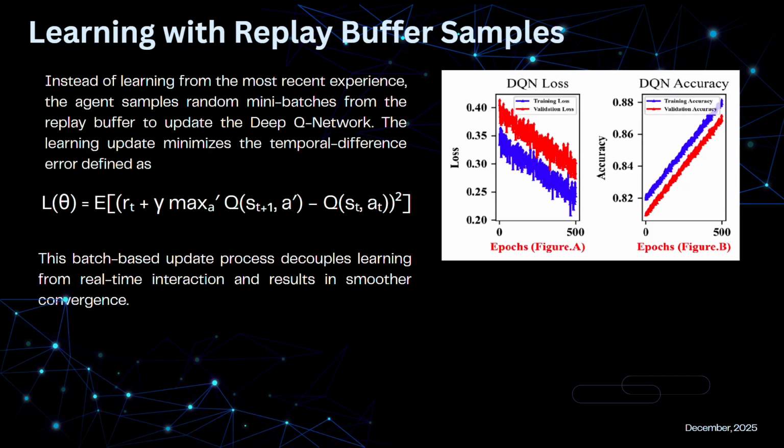Moving on, we can learn with replay buffer samples. Instead of learning from the most recent experience, the agent samples random mini-batches from the replay buffer to update the deep Q-network. The learning update minimizes the temporal difference error, defined as the loss function equal to the expected squared temporal difference error between the Bellman target and the current Q value. This batch-based update process decouples learning from real-time interaction and results in smoother convergence.